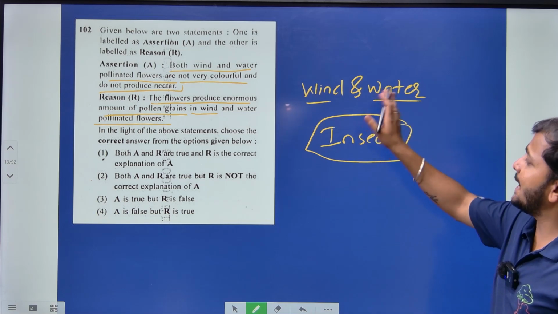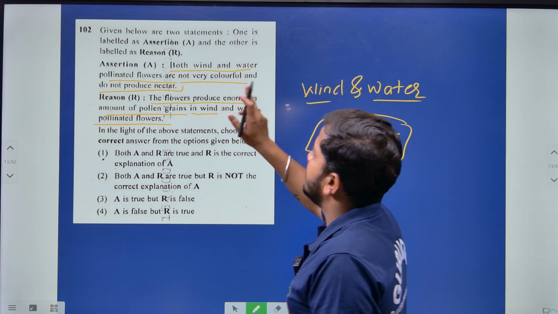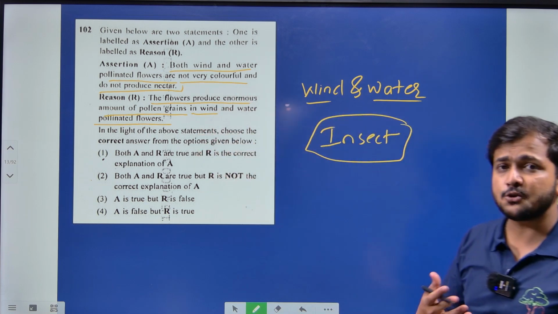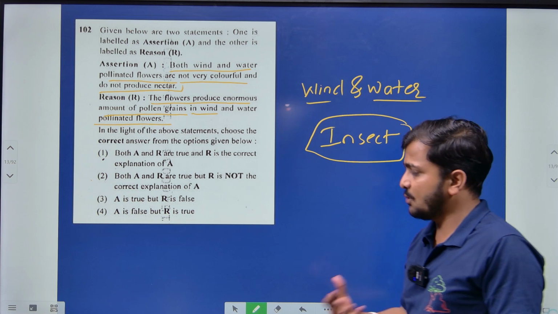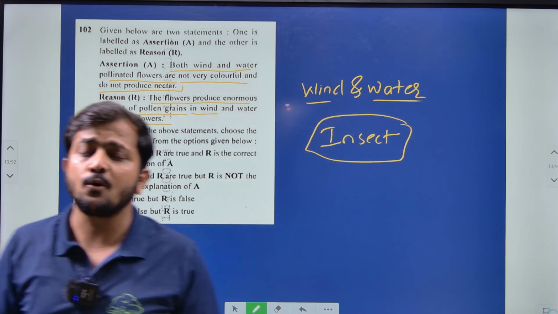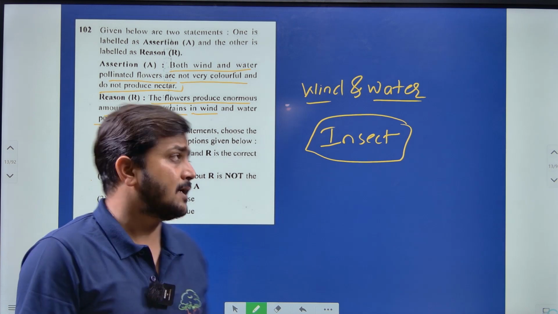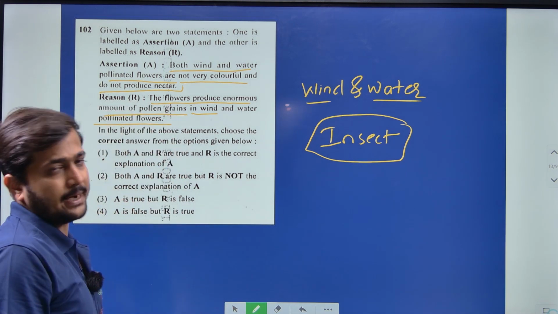What is actually necessary for wind and water is that the amount of pollen grains formed should be more in number. Because of the flow of wind and water, the majority of the pollen grains will be lost. Because of that, the flower produces a large amount of pollen grains.